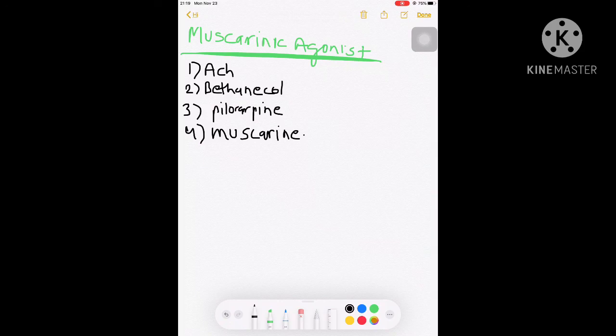First, I remember that there were two types of cholinergic drugs. The first one directly acts on the acetylcholine receptor, and the second one increases the concentration of acetylcholine by inhibiting acetylcholinesterase. So we'll discuss the first topic, muscarinic agonists, first. Acetylcholine has both nicotinic and muscarinic activity. It is the boss. Our whole discussion is based on this acetylcholine.